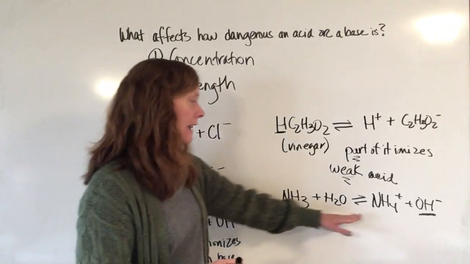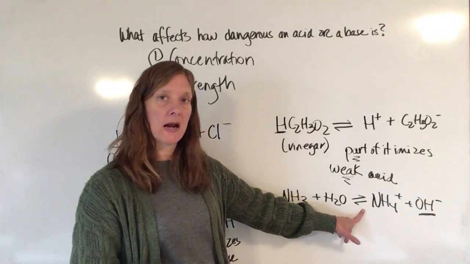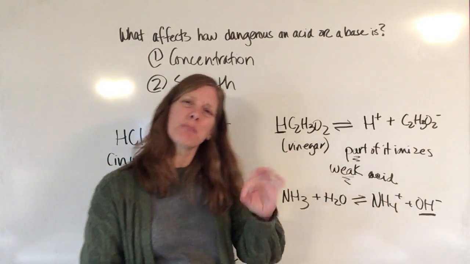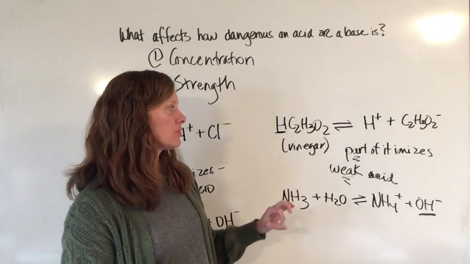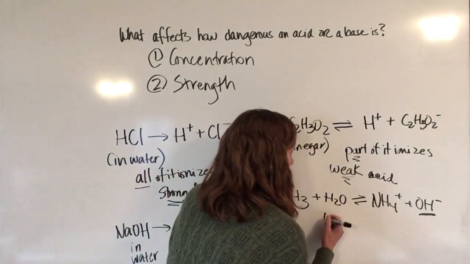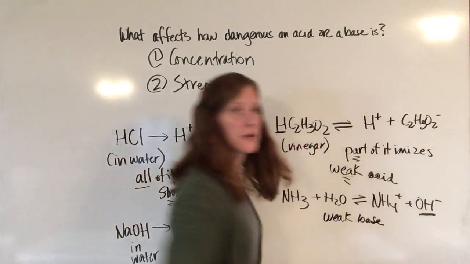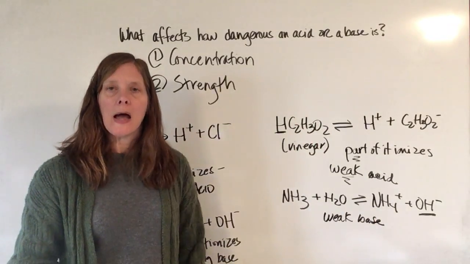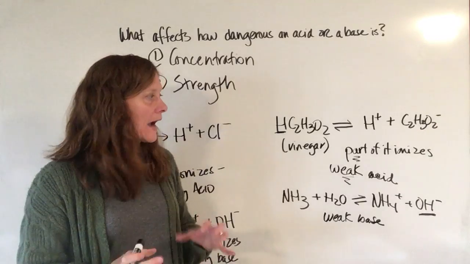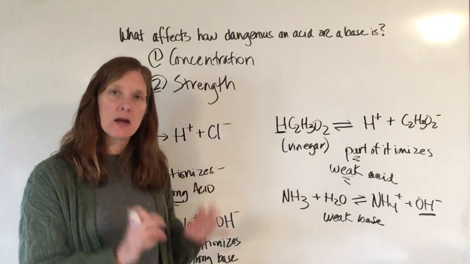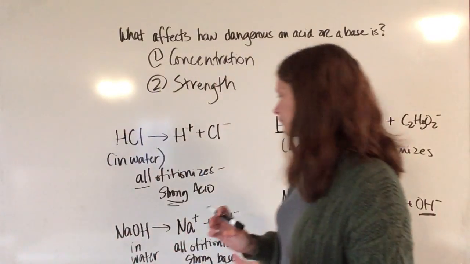Okay? And again, you'll see that I got this double-headed arrow in here, which means it doesn't all go this way. Only part of it does. Only part of it ionizes. And so again, if only part of it ionizes, you have a weak base. Now, I don't want you to get scared here. I do not expect you to write these kinds of equations. Here's what I expect you to know.